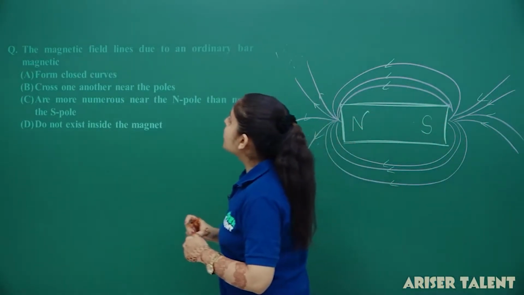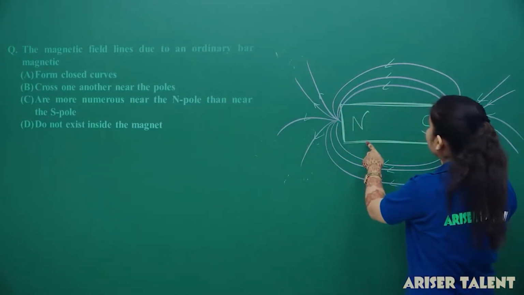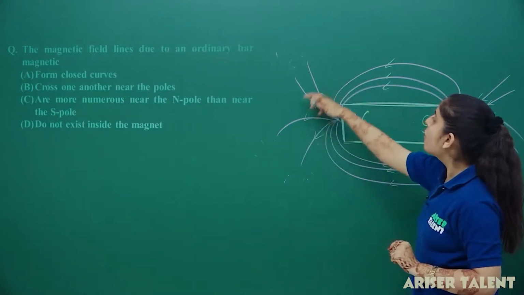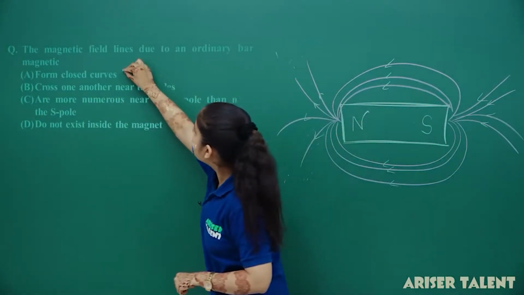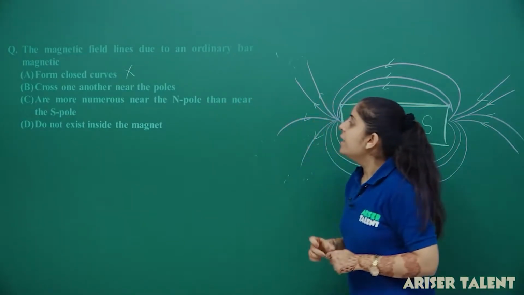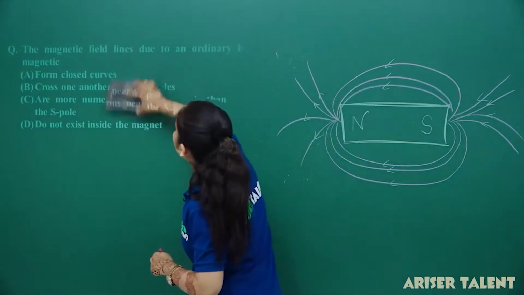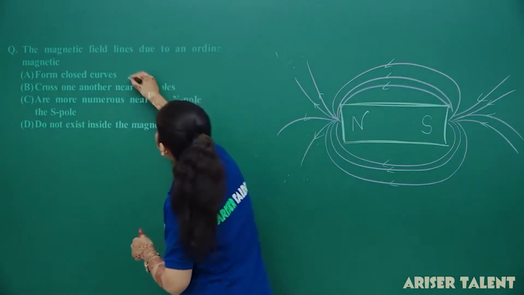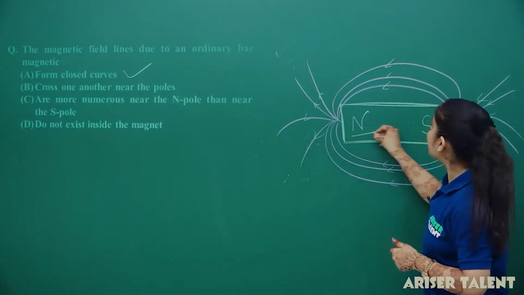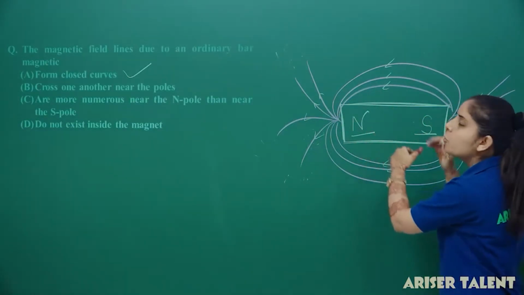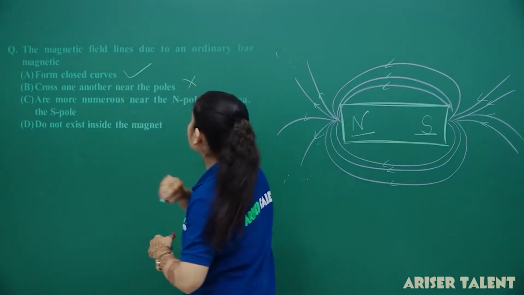Now, the first option is that magnetic field lines form closed curves. It is forming a closed curve in the center, and you can see that these lines are not following the same closed path at the ends. So, this statement is false here. Crossing one another, this statement is true, because these are forming closed curves. So, this is our true statement. It is crossing one another near the poles. So, these are our poles, and you can see that they are not crossing each other at the poles. So, this statement will be absolutely false.